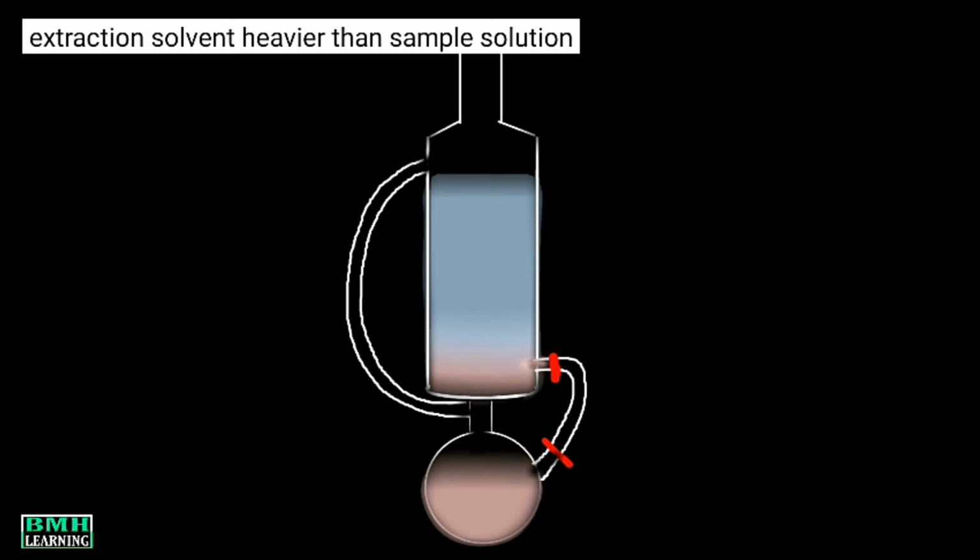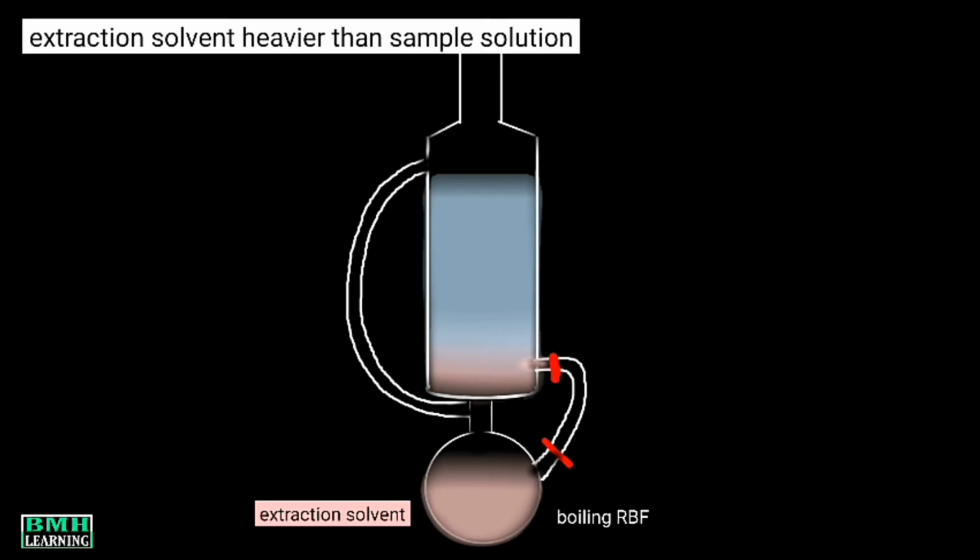First case, when the extraction solvent is heavier than the sample solution. The extracting solvent is an immiscible non-aqueous solvent and the sample is an aqueous solution. The experimental setup is designed in such a way that the extracting solvent is placed in an RBF, or round bottom flask, and is heated. The extractor container containing extracting solvent is placed above the flask. Generally, in this container, we put half of the volume of extracting solvent used in the RBF.